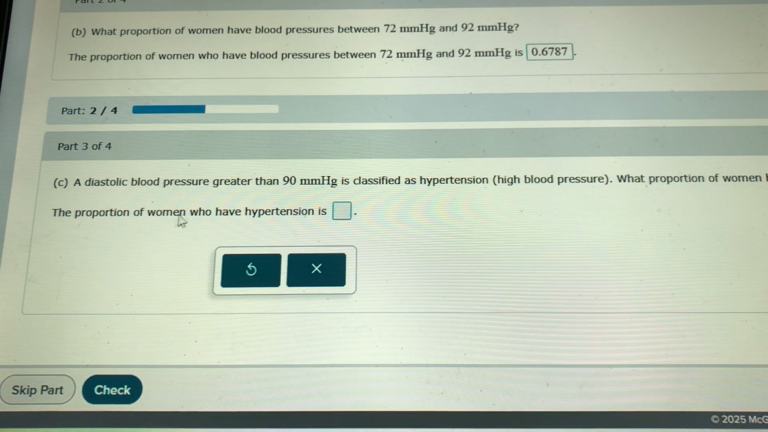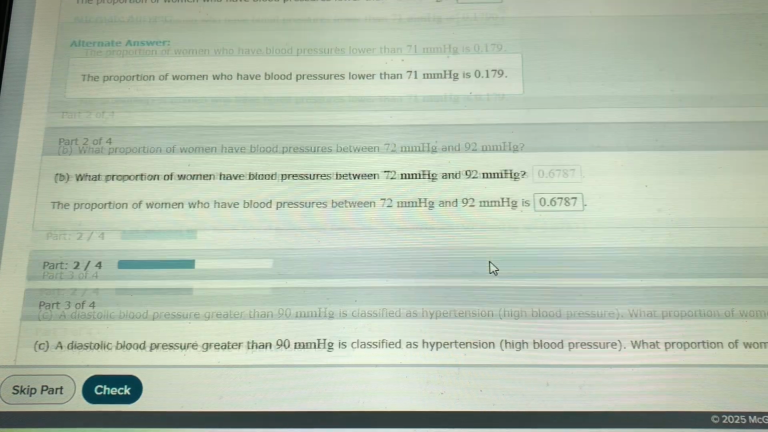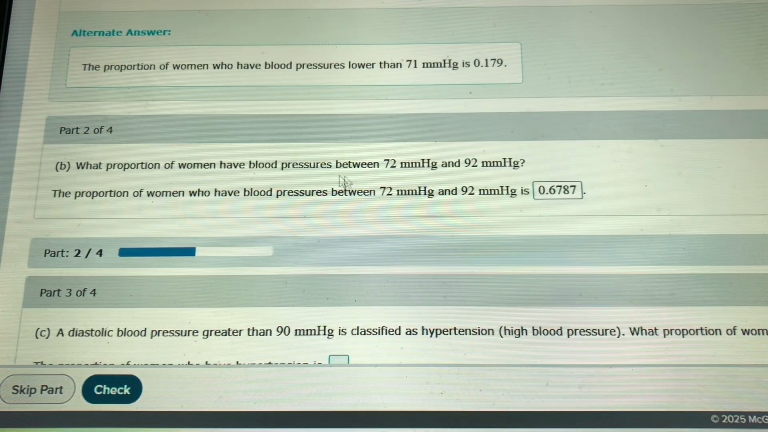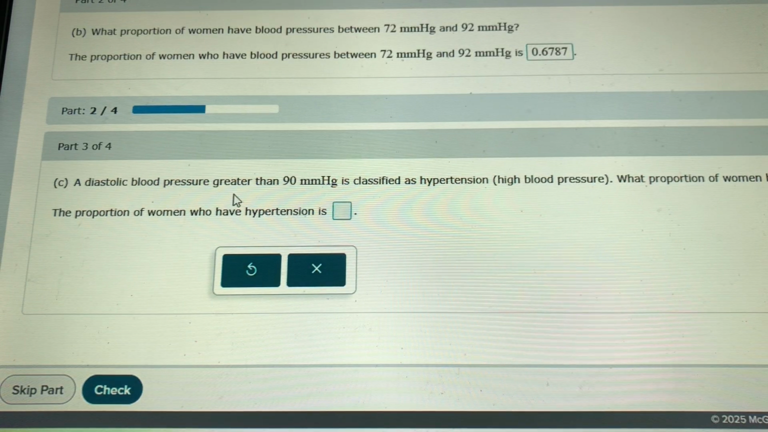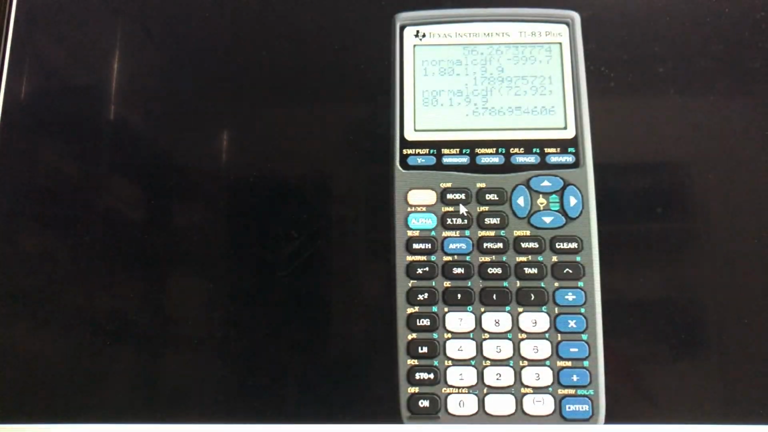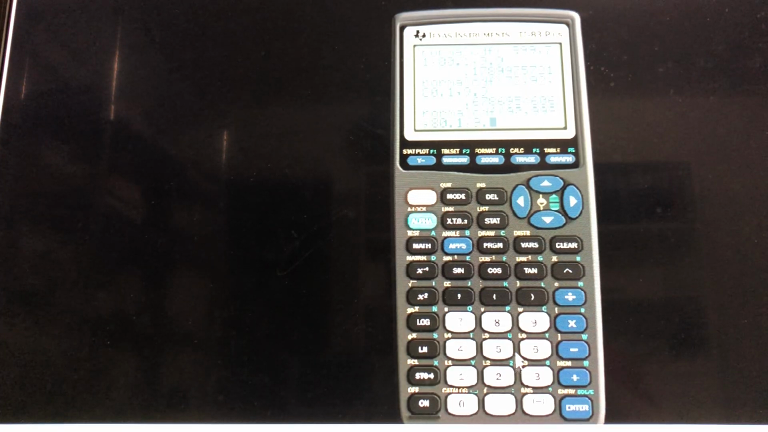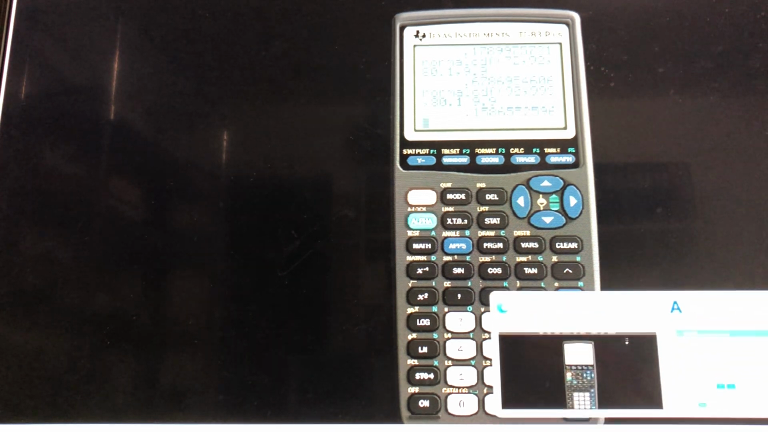And then here's the other case, greater than 90. So this is a good problem. It has all three cases. It's got the lower or less than case, the between, and now the greater than 90. Greater than 90 is normal CDF. 90 would go first. 999 is second, and then put the 80.1 and the 9.9 for the third time in a row. 0.1586, there's a 5 after that, so 0.1587.